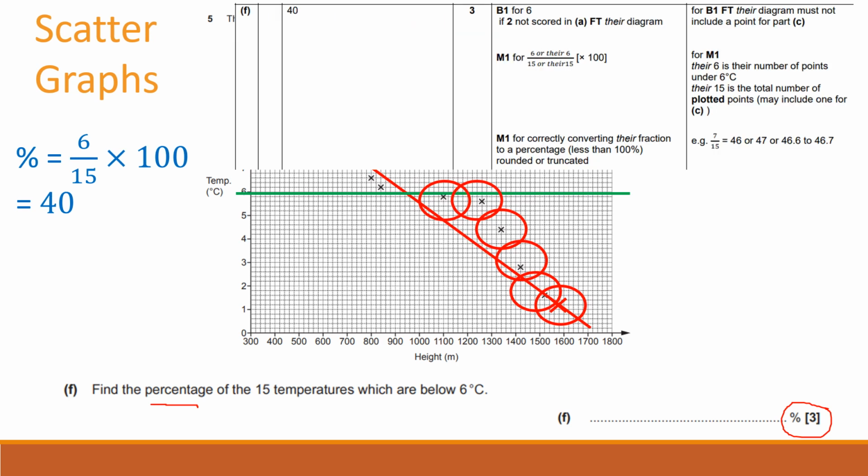On the mark scheme, you can see that you've got B1, which is a method mark for getting 6. There is a method mark for doing your 6 divided by the 15 times by 100, and your third mark comes for getting that 40. So here is where the 3 marks are awarded.